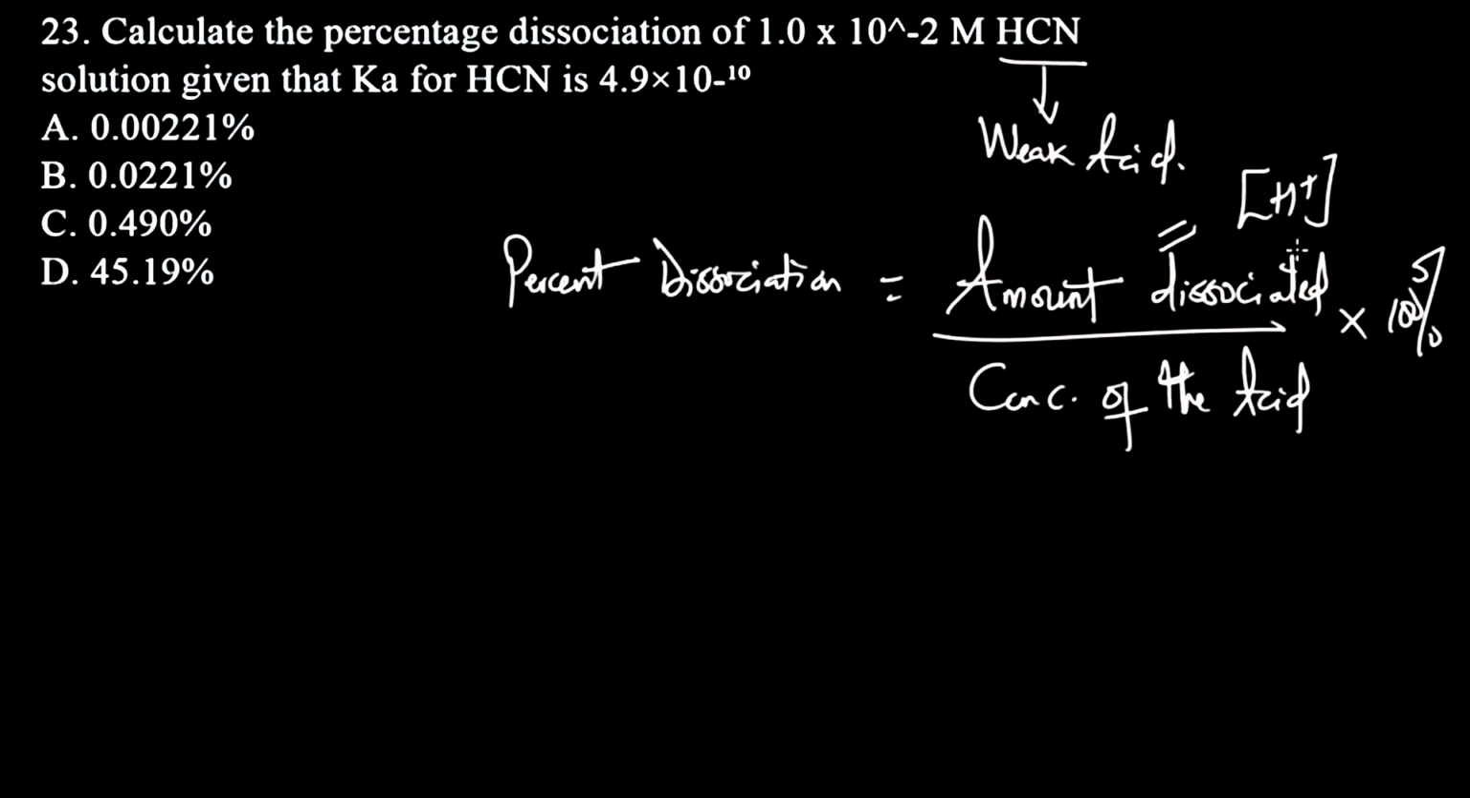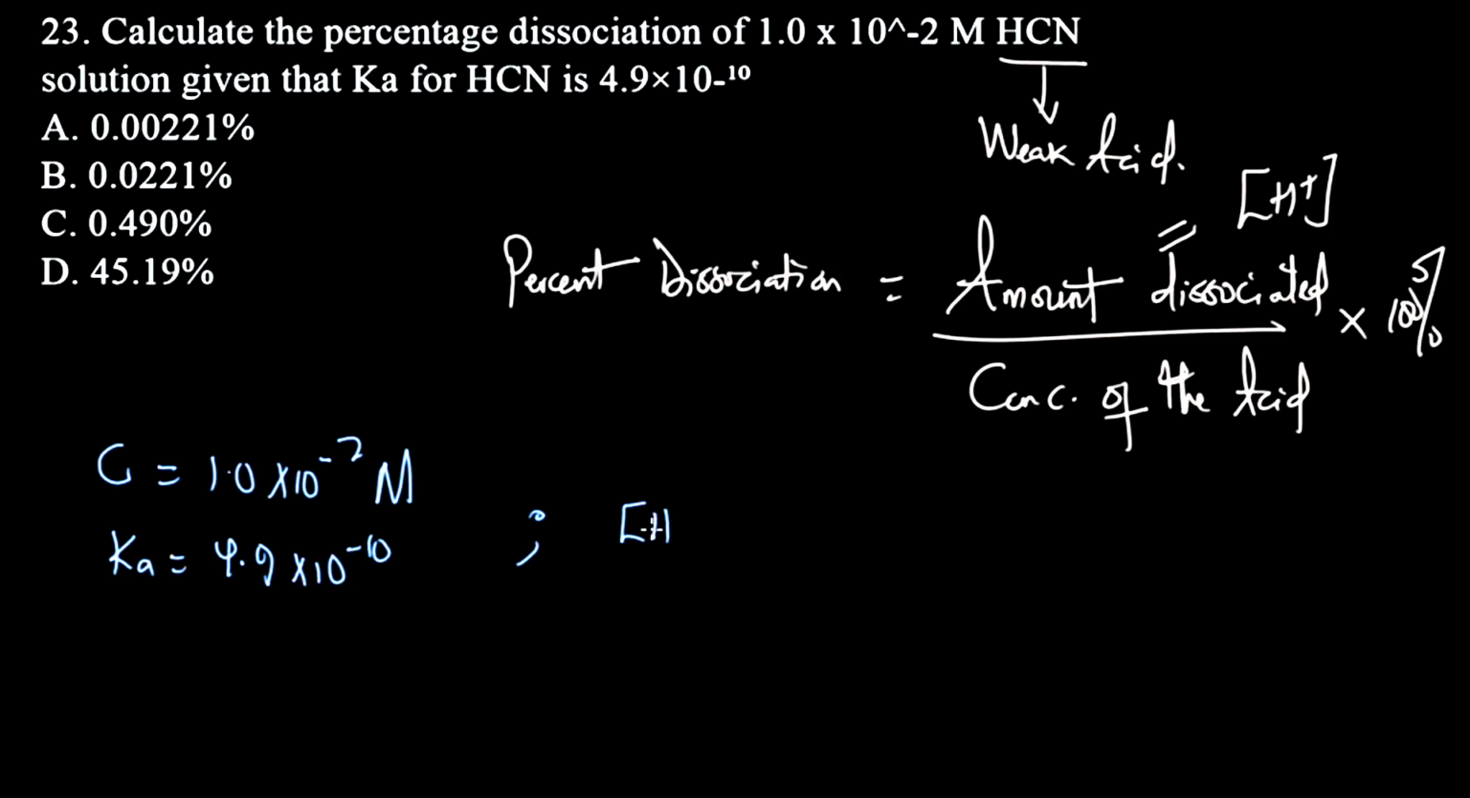This is an acid we're talking about here, so it's the hydrogen ion concentration. If it's a base, we are going to be talking about the amount dissociated in terms of the hydroxide ion concentration. So we have the percentage dissociation of this. The concentration equals 1.0 times 10 raised to power minus 2 molar, and the Ka equals 4.9 times 10 raised to power minus 10. So we need to calculate the amount dissociated, which is the hydrogen ion concentration.